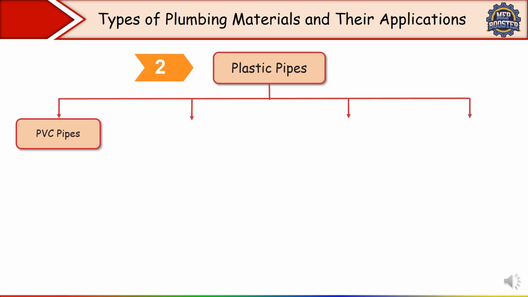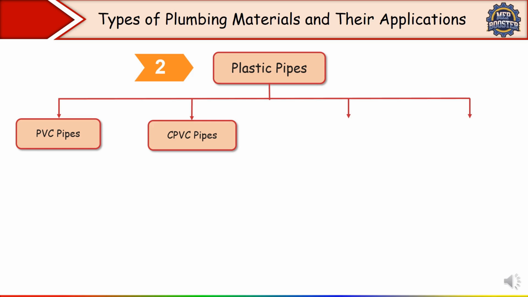But one limitation of using PVC pipe is also there. What is that? It is not suitable for hot water application. Why? Because it can warp at high temperature. So it is not suitable for hot water application. Remember this thing.